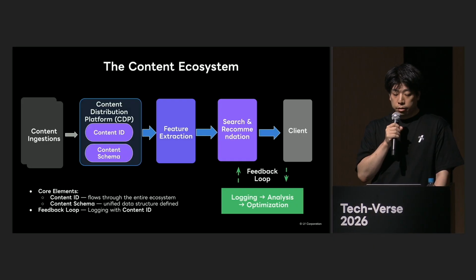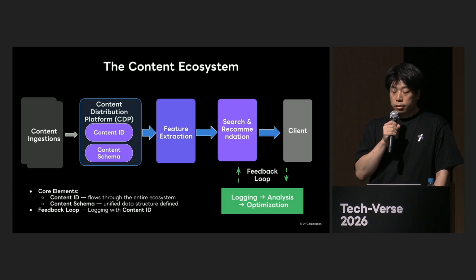The core of this mechanism lies in two elements: content ID, and content schema. A content ID is assigned upon submission and is used consistently across all processes, from feature analysis to search logs. Content schema is a unified data structure defined by the content delivery platform, serving as a common language for all platforms.